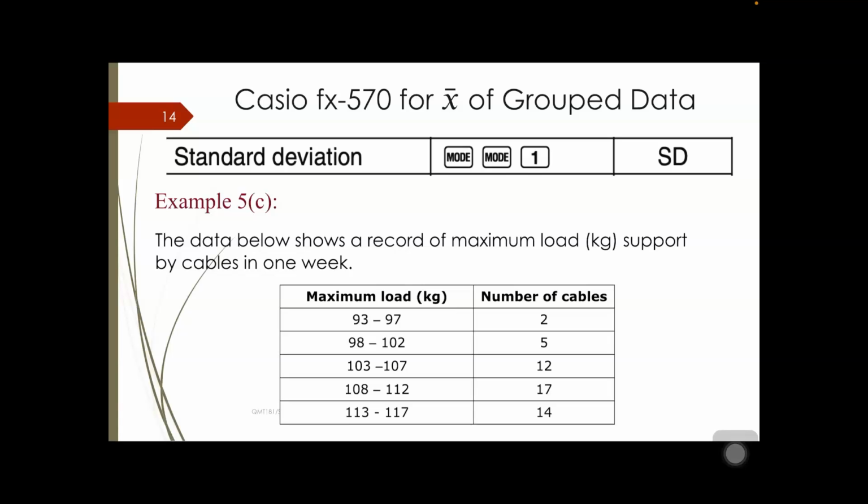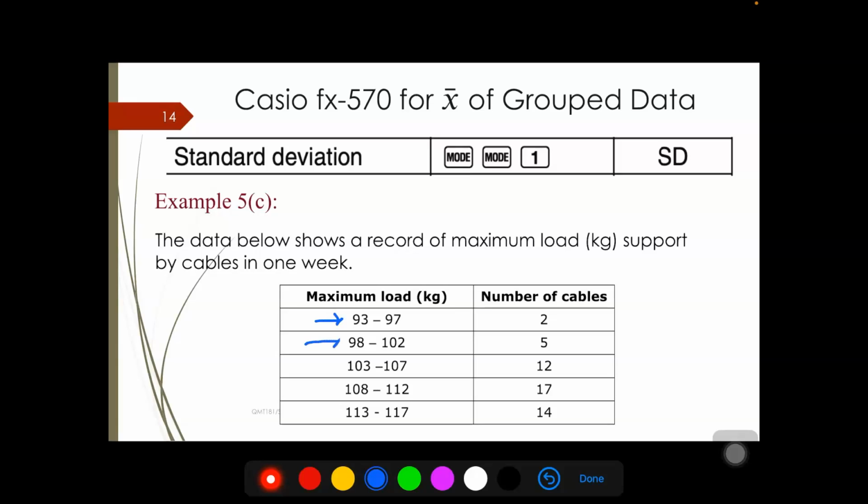Okay, you have class groups. This is the first class, this is your second class. Look back at your first class: the highest value of the first class and the lowest value of the second class. There is a gap between one class and another class. So when there is a gap, we use class boundaries.